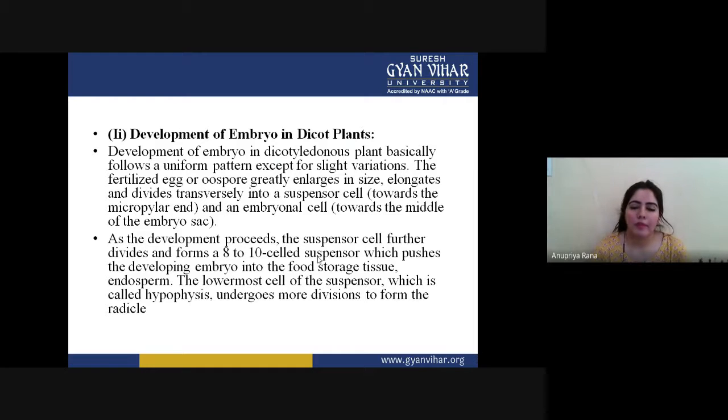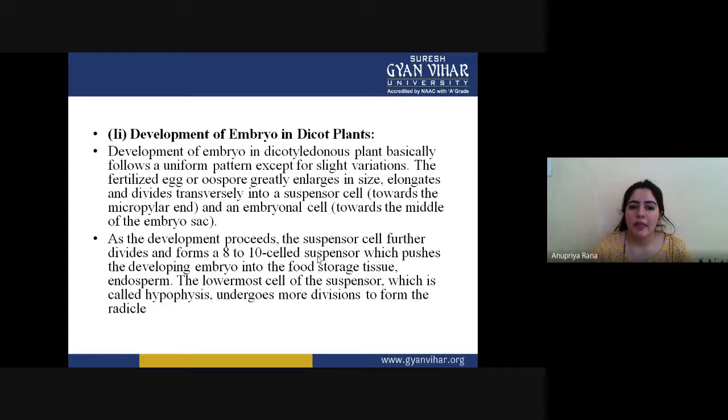So how will the embryo develop inside the dicotyledon plant? In the dicotyledon plant, they basically follow a uniform pattern except for slight variation. This is opposite to the monocot. Like in monocot plants, each and every plant has a different pattern for embryo development. But in the dicot, they follow the uniform pattern. It means all the dicotyledon plants have the same kind of embryo formation, but some have slight variation, meaning some have some difference between them. But most types of dicot plants have the same kind of embryo development.